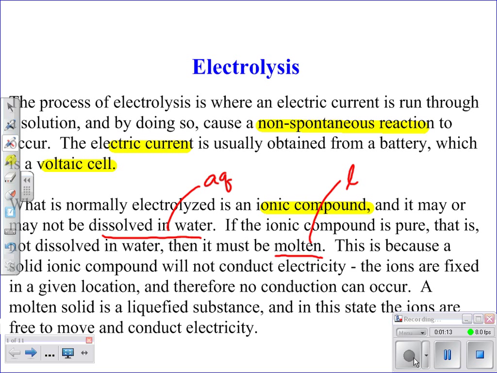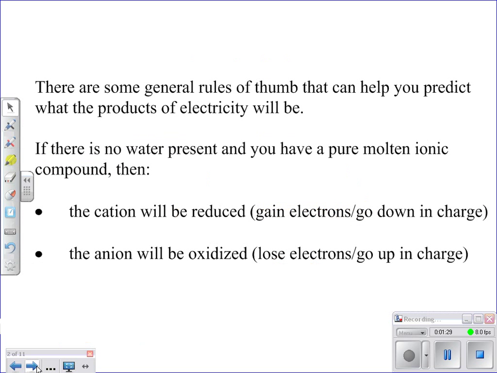And this is just really because otherwise the ions are in fixed location, so we need them to be able to move around freely. So that's the key to this, is that they have to be able to move to be able to conduct electricity. So that's why they have to be either dissolved in water or molten. And we have some general rules that we are going to follow, but these are pretty easy. It's not even something you feel like you have to memorize because it just comes naturally.